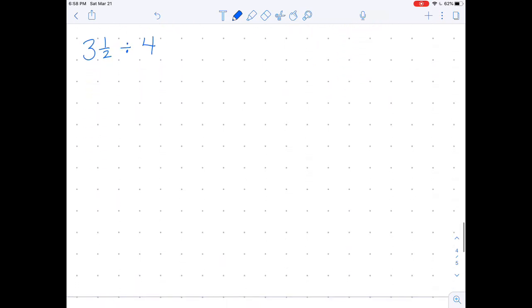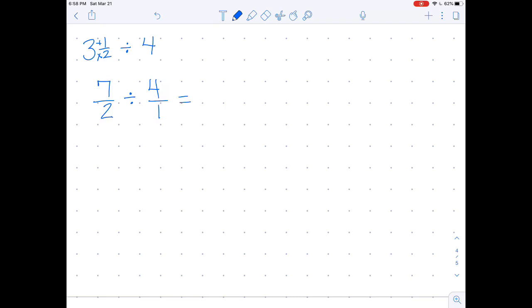All right. One last problem here. We've got a mixed number and a whole number. So first we need to get them both into fraction form. So first I'm going to make this one an improper fraction. I'm going to do 3 times 2 plus 1. 3 times 2 is 6, plus 1 is 7 over 2, divided by 4 over 1. Any whole number is just over 1.